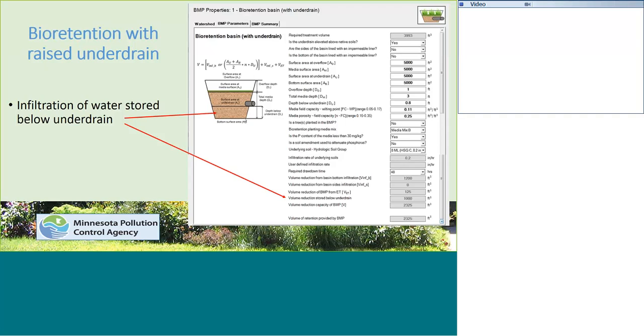So now we've corrected the calculator so that if you raise the underdrain, you get credit for the volume stored below that underdrain, as well as water that's seeping into the underdrain while this system drains down. You can see this volume reduction below the underdrain, as well as volume reduction from infiltration out the bottom and the sides of the practice. It's not a huge number, but it's a number, and it helps you get towards your performance goal if you're on C or D soils, for example.